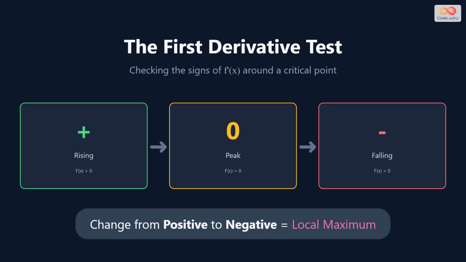This pattern gives us the first derivative test. To confirm that a critical point is a local maximum, we just need to check the signs of the derivative. If the derivative changes from positive to 0 to negative as we move from left to right, we have found a local maximum.